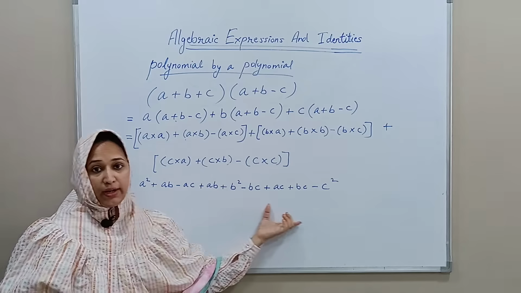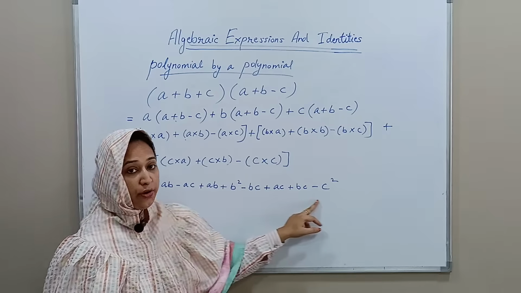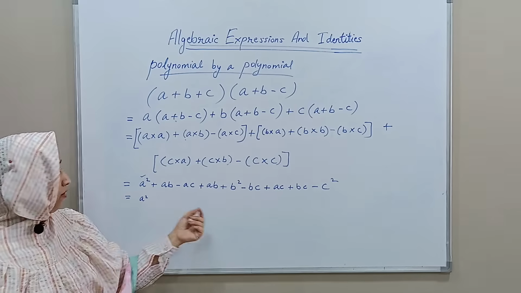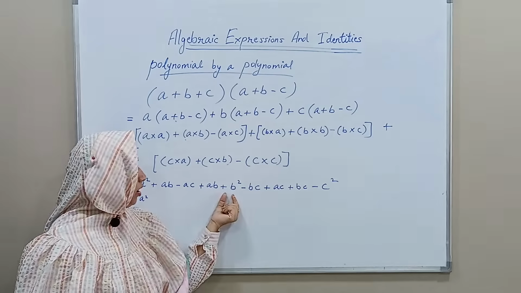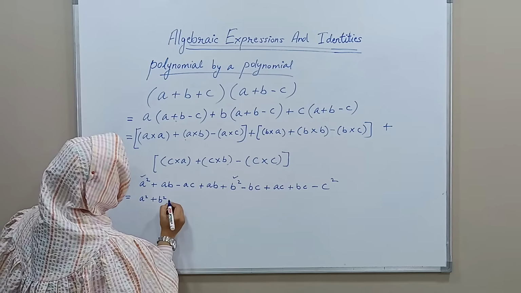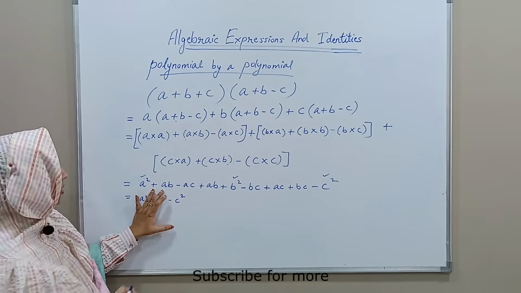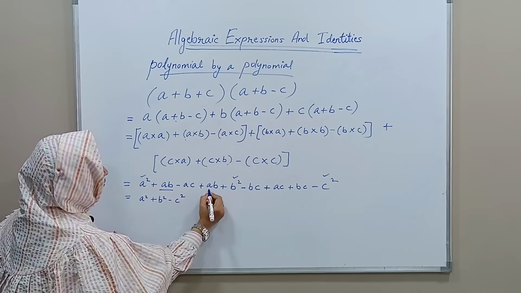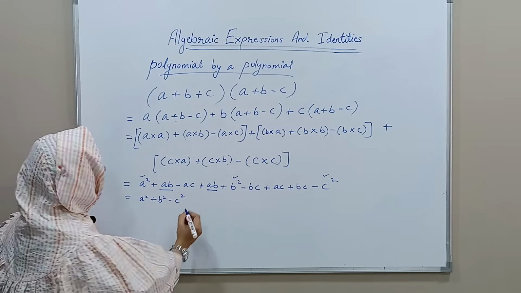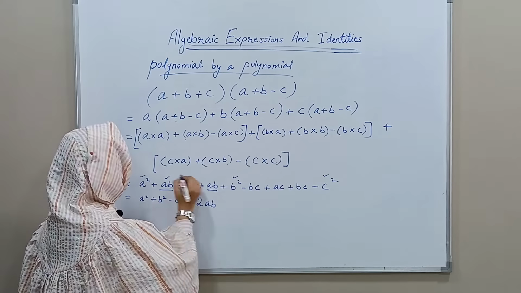Now let us find out the like terms. To start, we have a square. Do we have another a square here? No. So let us write down a square first. We did this. Let's put a tick mark. Then let us do the b square. We have 1 b square. This becomes plus b square and minus c square. Now ab plus ab and one more plus ab. These are like terms. So ab plus ab becomes twice ab. Okay, so we completed ab.